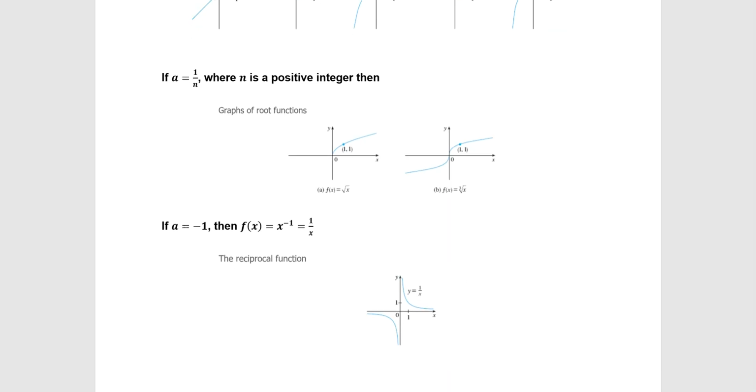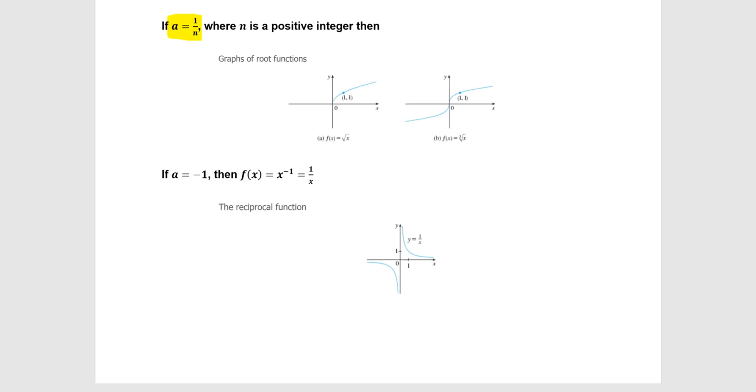Then it gets a little bit harder. If a is a fraction 1 over n, where n is a positive integer, so 1 over 2, 1 over 3, 1 over 4, 1 over 5 is the new exponent, then we have these root functions. So here is the square root, which is x to the 1/2. Here is the cube root, x to the 1/3. And then if you want, keep on graphing x to the 1/4, x to the 1/5, and so on.